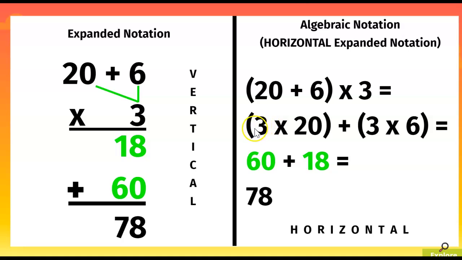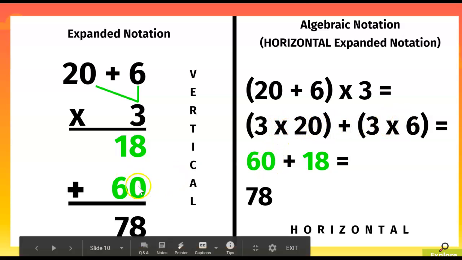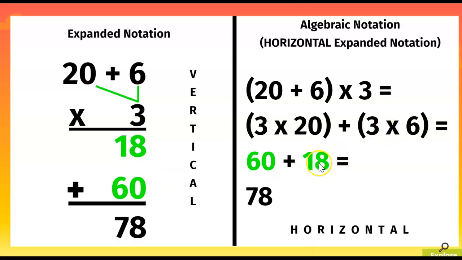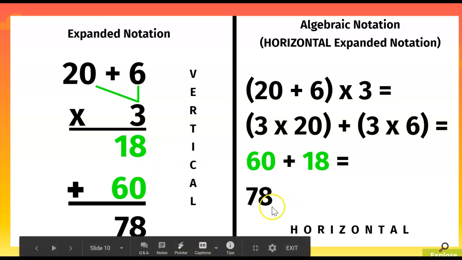And then I'm able to say, okay, well, the first part, I'll say 3 times 20, in parentheses, and then I'll just add that to the 3 times 6, okay? And then I'm multiplying each one inside of the parentheses. So the 3 times 20 is 60, which is the same as this, and the 3 times 6 is 18, which is the same as what I have over here for the partial products.